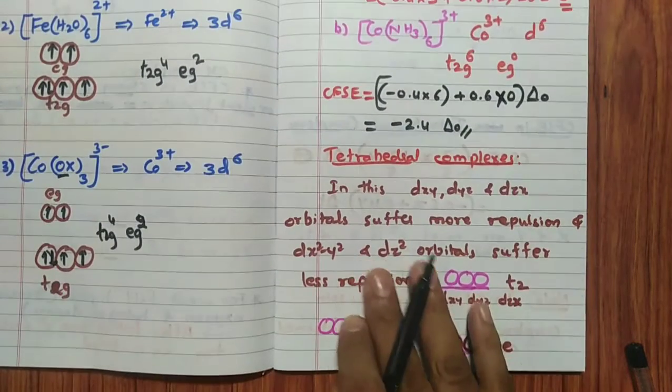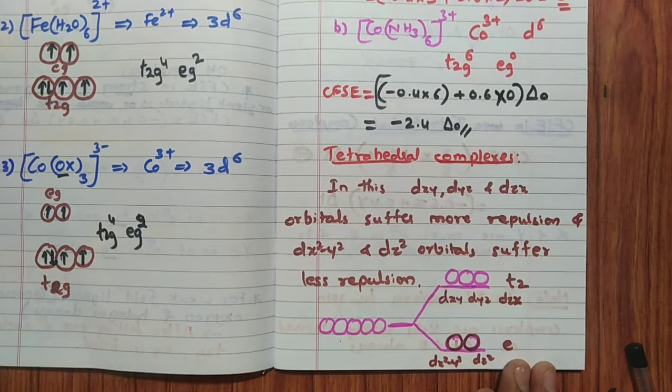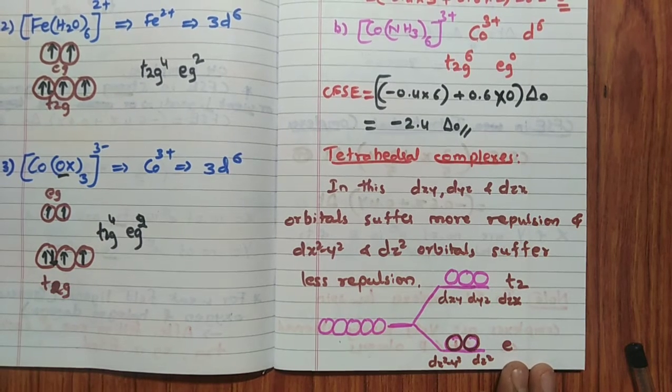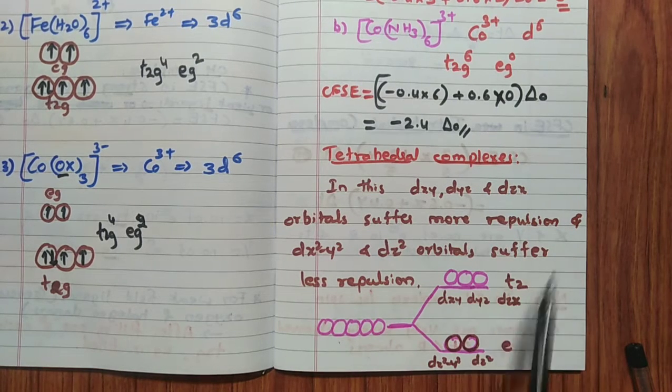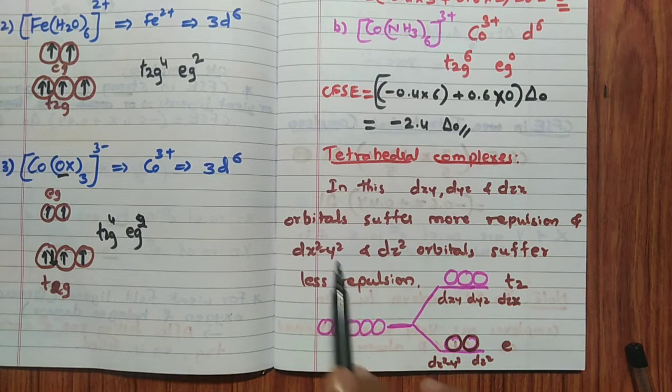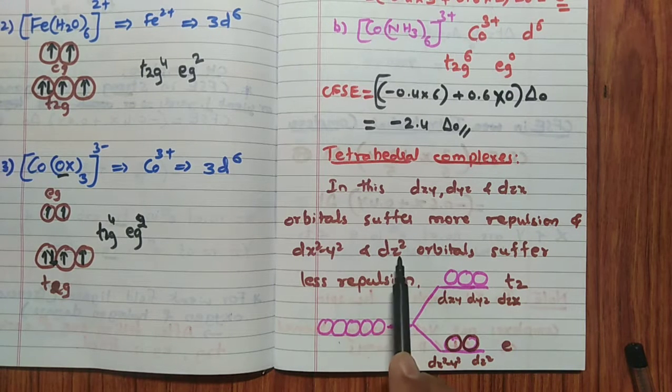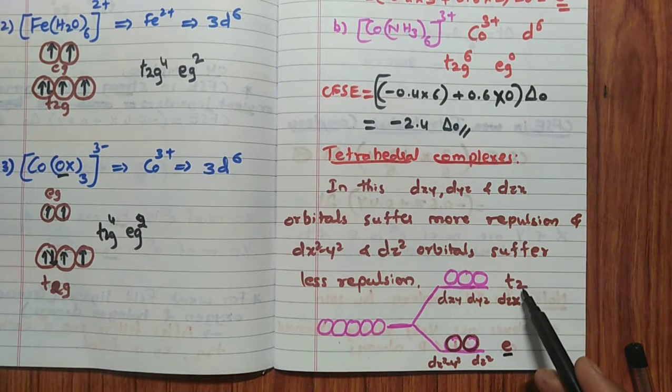Next we'll move to tetrahedral complexes. So in tetrahedral complexes, what happens? It is completely opposite to the octahedral complexes. In this case, dxy, yz, zx suffer more repulsion, hence they are higher in energy. The eg orbitals, dx square minus y square and dz square, suffer less repulsion, hence they are at the lower end. So remember, in this case this is known as e. Don't write g here, without g. e, and here it is only t2.